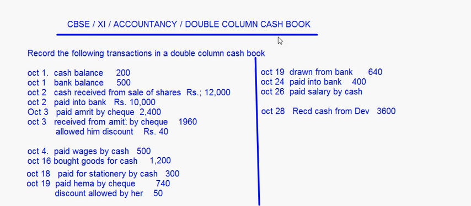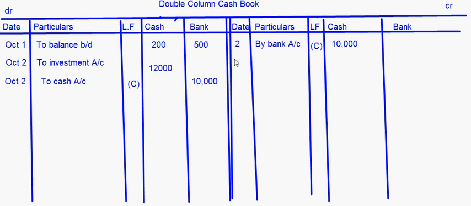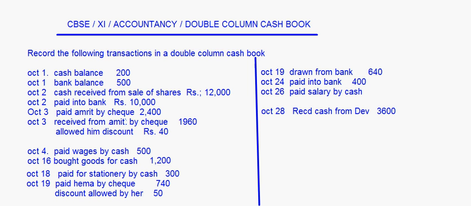The date here is October 3rd, right? So here I'll put 3 as such here. This is October 3rd, right? Paid Amrit by check means by Amrit. This is a payment and this is made through check. So this is 2,400 here, right? Received from Amit by check 1,960 and allowed him a discount of rupees 40. Fine. So October 3rd, you are receiving from Amit by check, right?